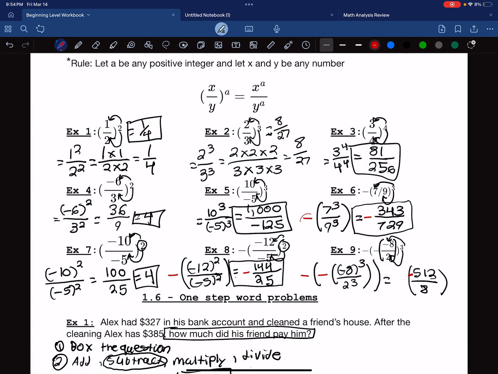So we're going to have our negative out in front from here. And then we also have to write in this other negative. So let's write parentheses and then write our negative here. So we have a negative times a negative, which we know becomes positive. We can go chop chop to make that positive. So we are left with negative 512 divided by 8. And that is our final answer.